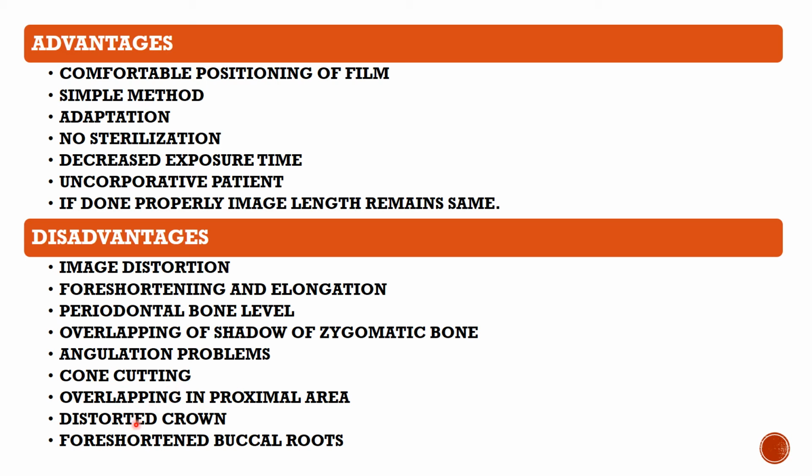Then there can be overlapping in the proximal areas. Now we have seen in horizontal angulation, if the horizontal angulation is incorrect, it may result in overlapping. Then there can be distorted crowns. The crowns of the teeth are often distorted, and this prevents the detection of proximal caries. And then last can be the foreshortening of the buccal roots. The buccal roots of the maxillary premolars and the molars are often foreshortened because of incorrect angulations.